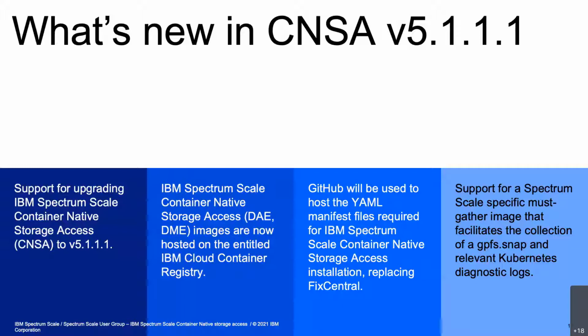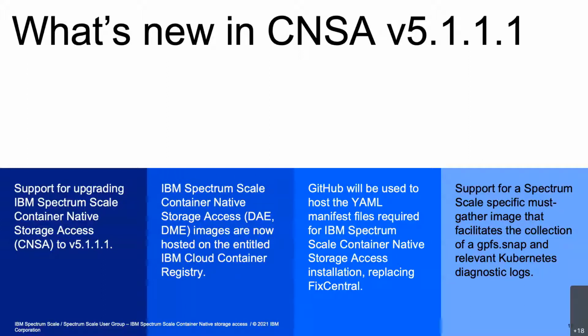In previous releases, you had to get your images from Fix Central, put them on your machine, expand those images, load them up into your OpenShift internal registry, and go through that process. Now you'll be able to pull directly from the IBM Cloud Container Registry once you configure your entitlement API keys, and then you'll be able to pull directly without doing all that extra work. So this is a big, I think, user boon for us this release.